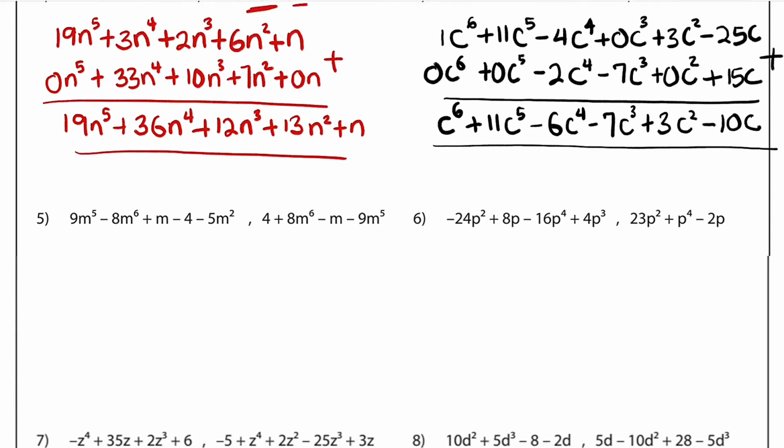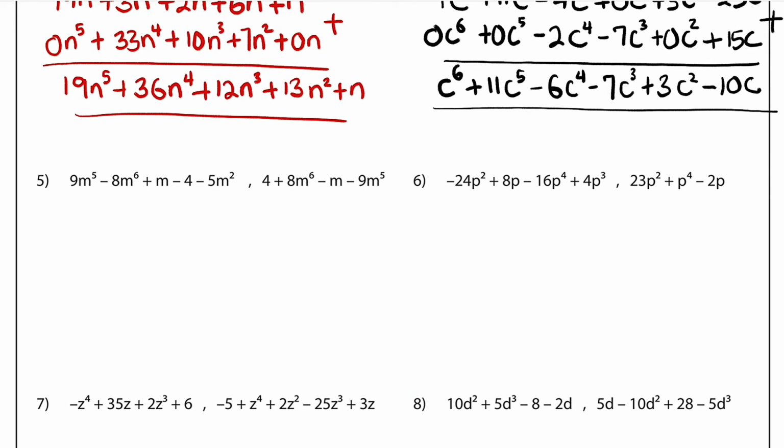Then question number 5. We have two polynomials as well. This one has a degree of 6. This also has a degree of 6. So it doesn't matter. We can start with any one of them. So let me begin with the first polynomial. We have to write them in order.